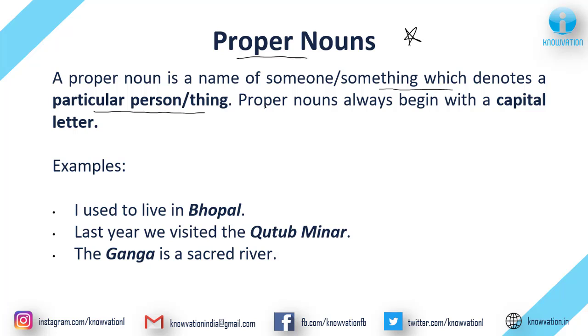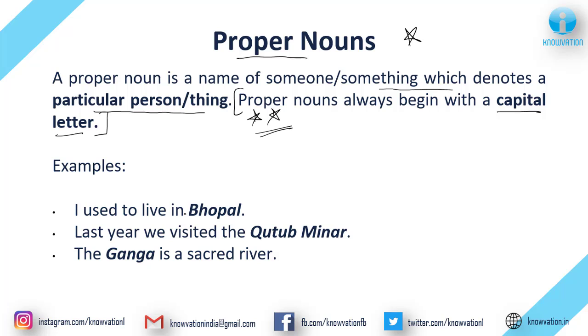So पहले हमने बहुत general terms के बारे में बात किया था. Now we are talking about a particular person, particular name, or particular thing or particular animal. Alright. And one more very important thing related to proper noun. Proper nouns always begin with a capital letter. So friends, ये आप हमेशा याद रखिए इस रूल को, ये बहुत हेल्प करेगा हमें.